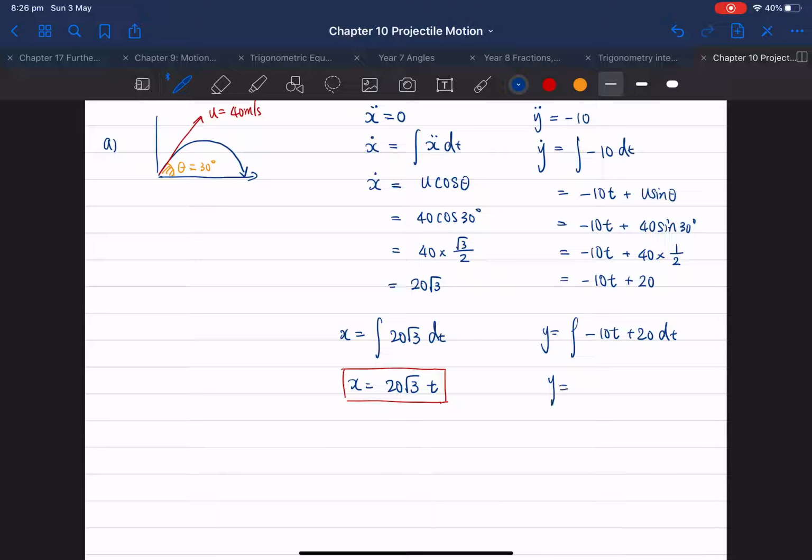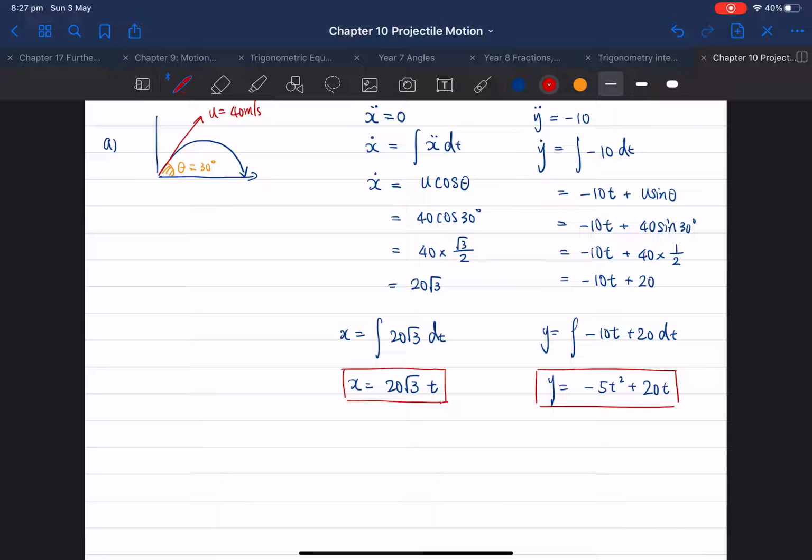So y is equal to minus 5t squared plus 20t plus c. Again, it's starting from the ground, so therefore c is equal to 0, and then we don't have to worry about a c anymore. That's all we need to do. All right, so y is equal to minus 5t squared plus 20t. Okay, so that's the vertical component of the displacement.